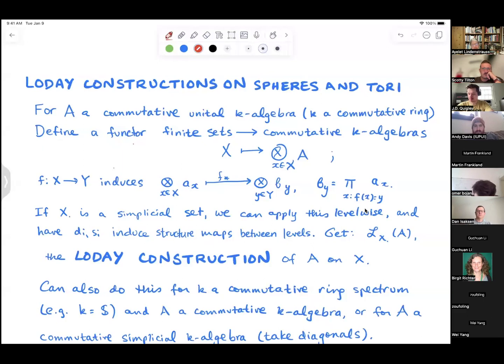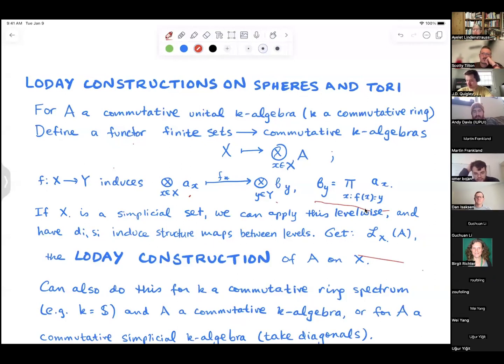If you have a function between two finite sets, it defines a map on monomials, sending a monomial, a product of A's, to a monomial, a product of B's, where over every point in Y the coefficient is the product over all the X's that map to Y of the coefficient you had over that X. And of course, it's a unital algebra, so if there's an empty set of X's, it's 1.